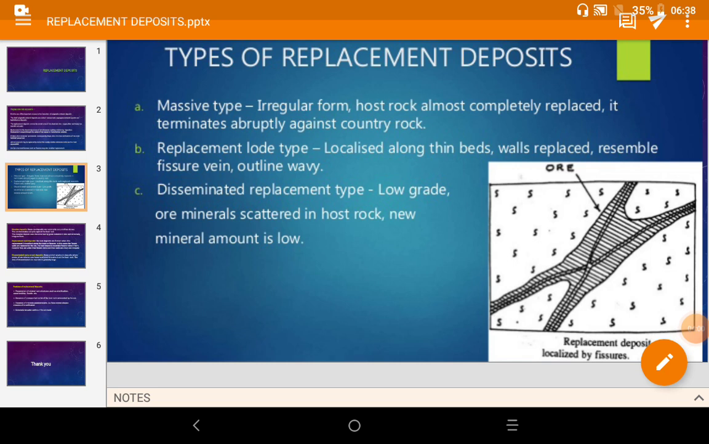There are four major types of replacement deposits. The first one is the massive type, the second is the replacement load type, and the third is the disseminated replacement type. Each one has separate characteristic features and structures. In this picture, we observe the replacement deposits in an ore body along the fissures.